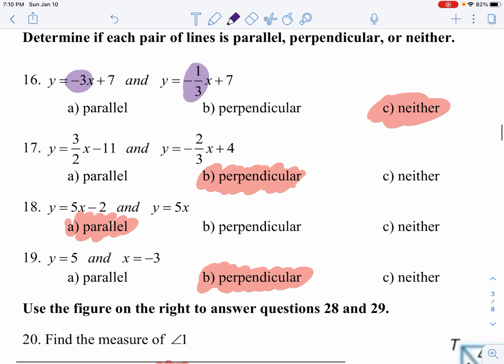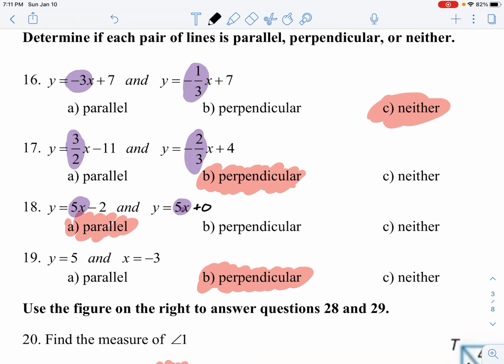For number 17, here's what we have. That one's negative and that one's positive. That's a good sign. Also, it's a reciprocal. It's 3 over 2 in the first one. It's 2 over 3 in the second one. That means they're perpendicular. For number 18, it says 5x minus 2, and this one is 5x, and you could write like a 5x plus 0. It's the same thing. Our y-intercepts are different, but our slopes are the same. Therefore, those are parallel lines.